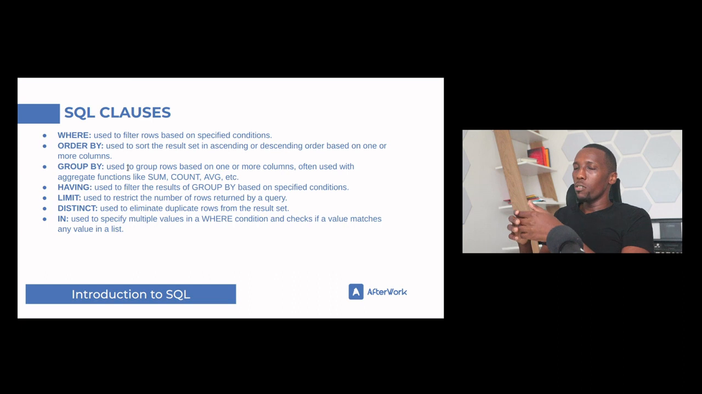If you have an idea of what pivot tables are, you can create some sort of pivot table or summary table using a group by clause. You can also work with having, limit, distinct, and in clauses to specify exactly what you want with your complex scenario from the relational data source that you want.